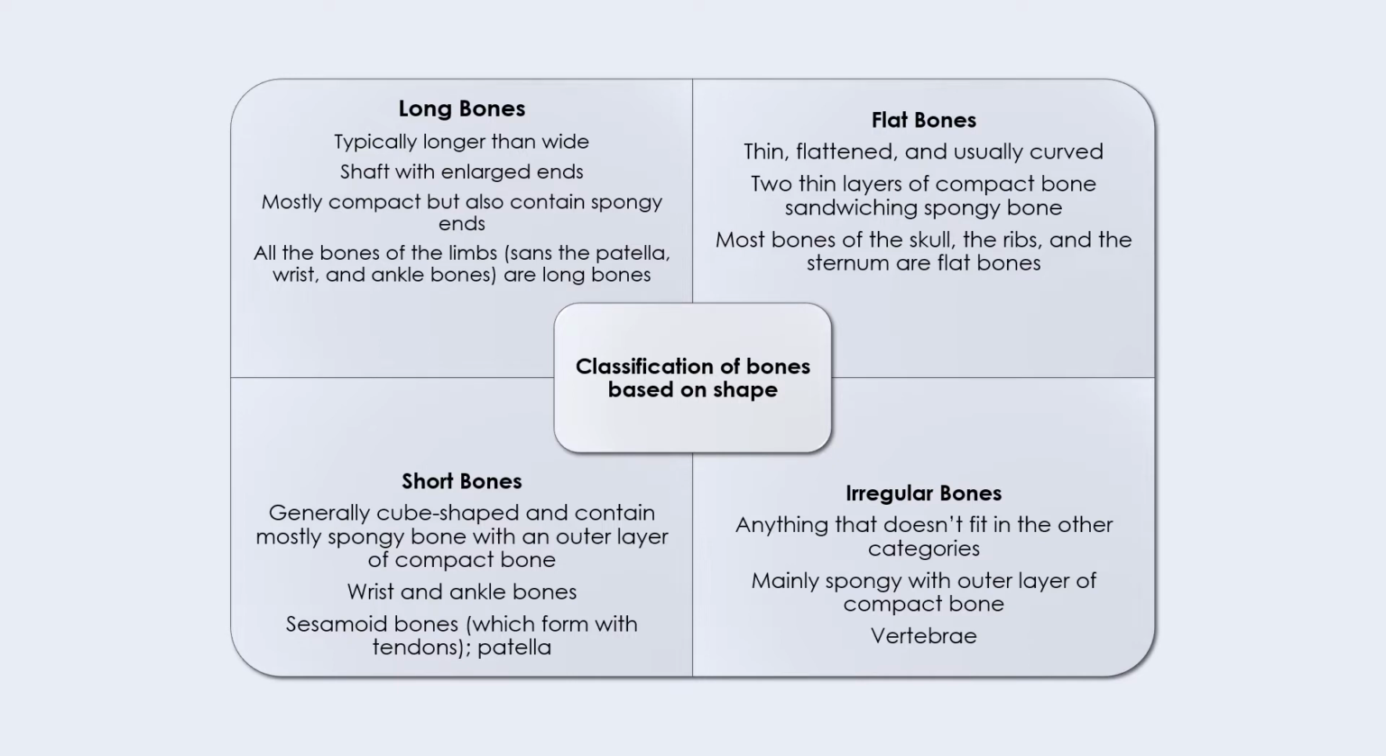And then irregular bones, basically anything that doesn't fit into one of these 3 categories. So mainly spongy with an outer layer of compact bone. An example of this would be your vertebrae. So they're not shaped like any of the other classifications of bone shapes, but you'll notice that common among all types, we have that compact bone on the outside and spongy on the inside or in the middle.